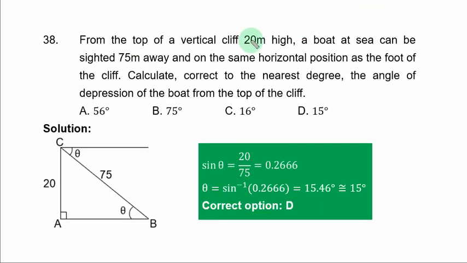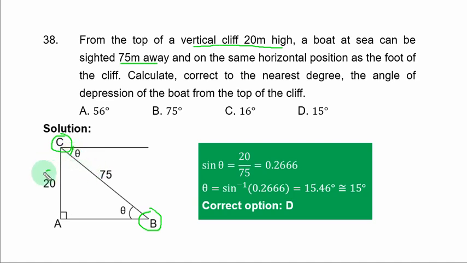Question 38. From the top of a vertical cliff 20 meters high, a boat at sea can be sighted 75 meters away and on the same horizontal position as the foot of the cliff. Calculate, correct to the nearest degree, the angle of depression of the boat from the top of the cliff. So the cliff is AC. We have an observer somewhere here trying to look at the boat at the sea level. So from the eye level to the line joining the observer and the boat, the angle formed there is the angle of depression, and that is theta.